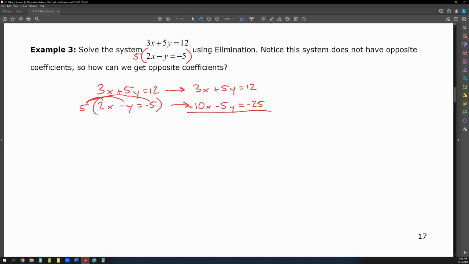So now when we add these equations up, we get 3x plus 10x equals 13x. 5y and negative 5y cancel out. That's very good. That's what we wanted. And then bring down your equal sign. 12 plus negative 25 is equal to negative 13.